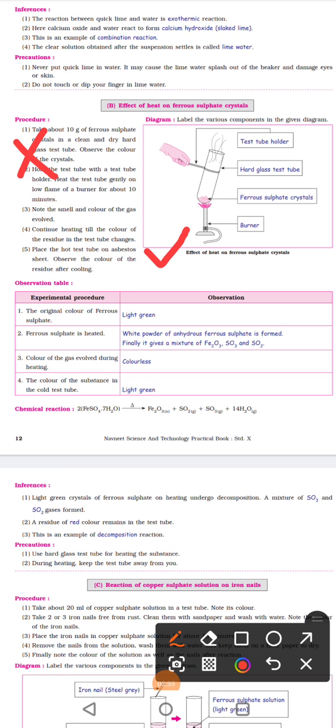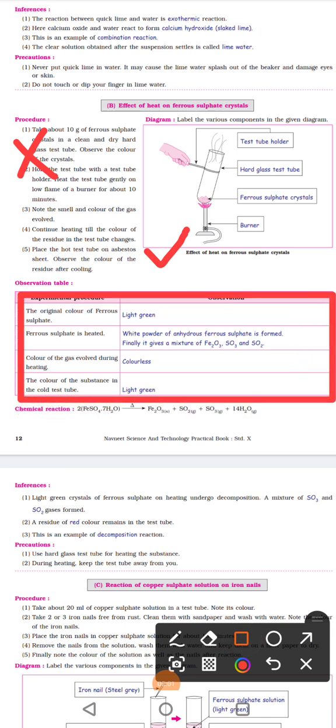The examiner may ask which crystals are used. Ferrous sulfate crystals, and you have to use the test tube holder. Why are we using the test tube holder? Why are we using the hard glass test tube? Next, the observation table is compulsory to write. Then the chemical reaction. What does this sign indicate? This sign indicates that you are heating something.